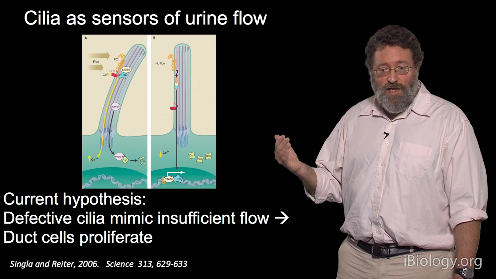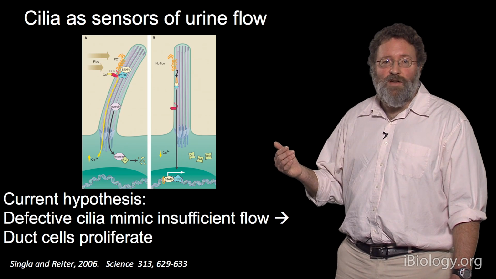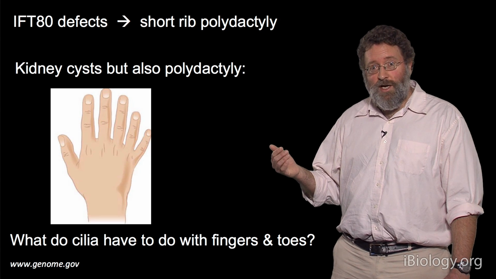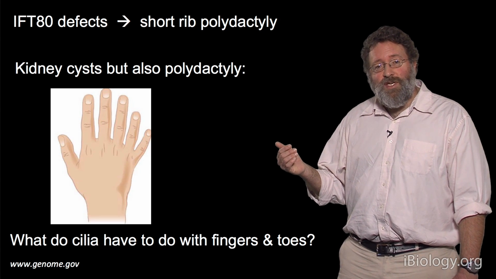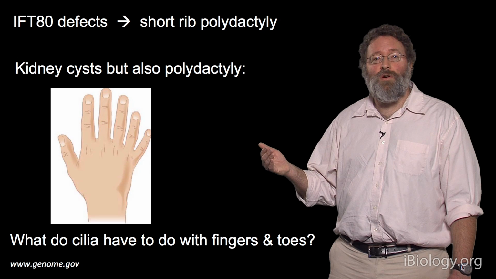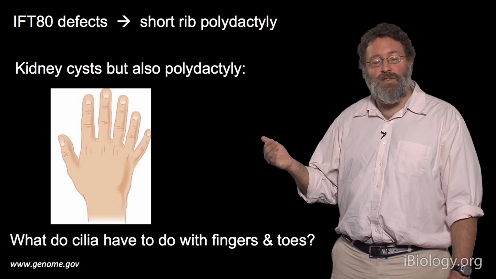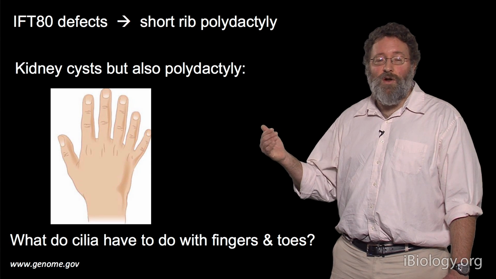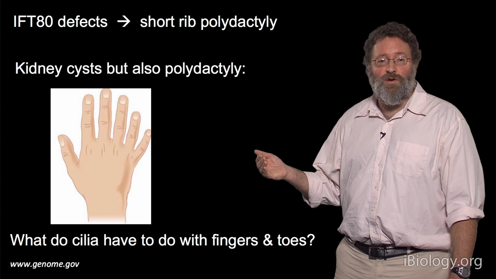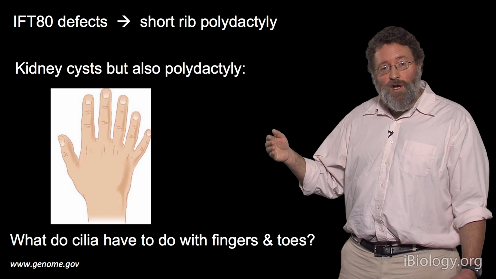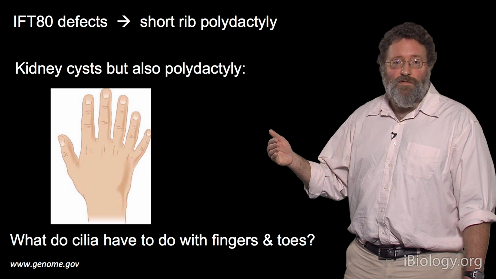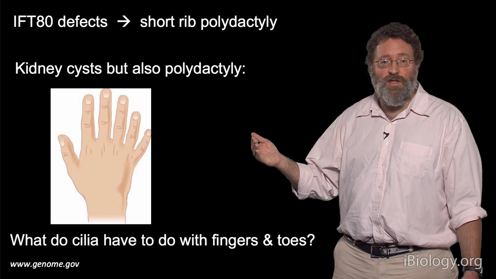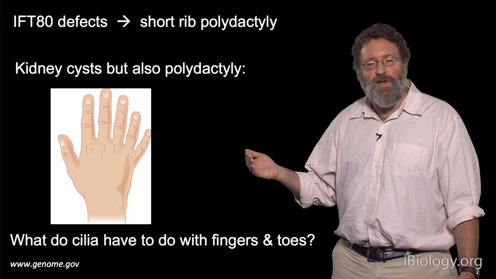But it turns out cystic kidneys are not the only defect we see in mutations that affect primary cilia. Another example is the IFT80 protein, another one of these IFT proteins. Mutations in IFT80 cause cystic kidneys, but also other defects, and collectively this disease is called Short-rib Polydactyly. So this is a syndrome that's characterized by not only kidney cysts, but also extra fingers and toes, shown here in this picture. So we already understand why an IFT defect could give rise to kidney disease, because you're losing these flow sensors, the cilia in the kidney. But what do cilia have to do with extra fingers and toes?